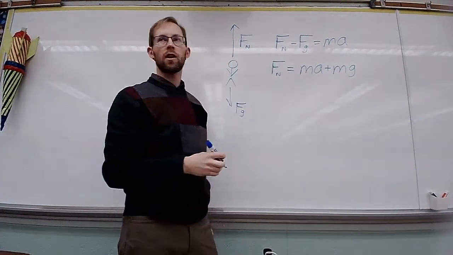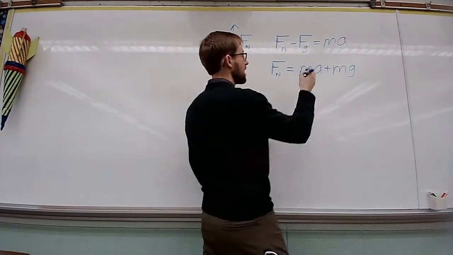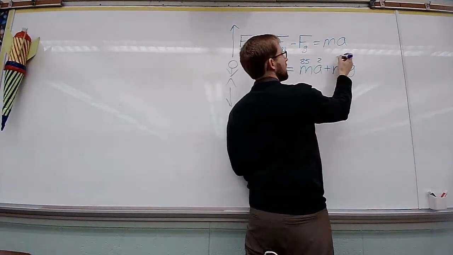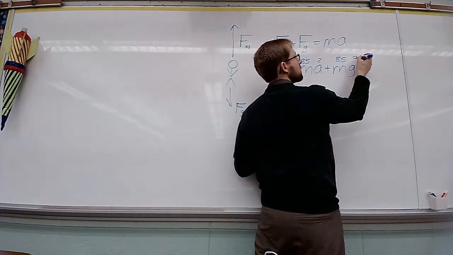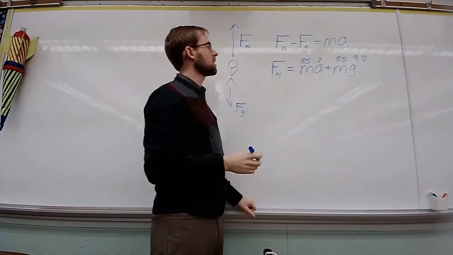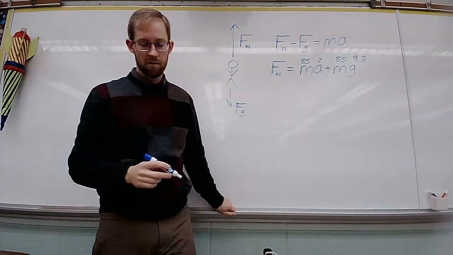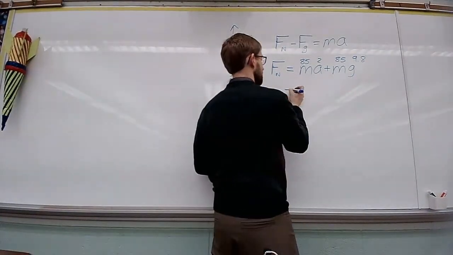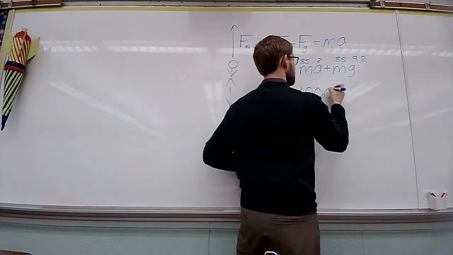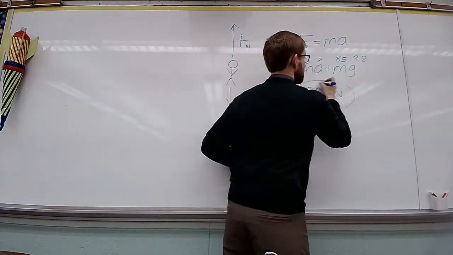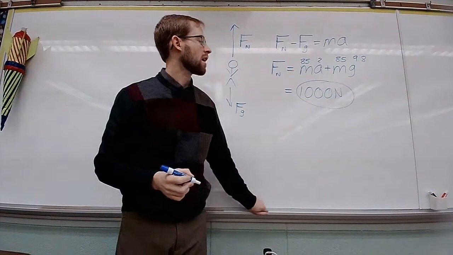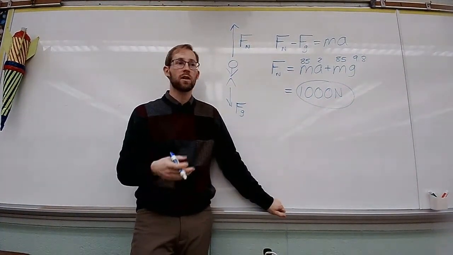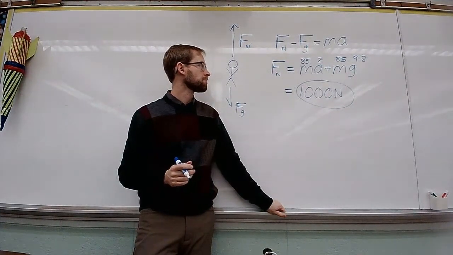And now we just plug our numbers in. Mass is 85. Acceleration is positive 2. Again, mass is 85. G is 9.8. And you just do the math. When you do the math, you get 1,000 newtons. And no surprise, this is heavier than what we calculated in the first one, where he's just moving at a constant speed. We'd expect him to feel heavier, and he does.